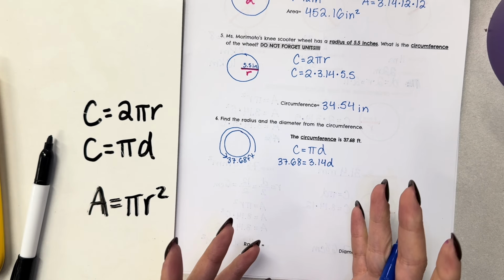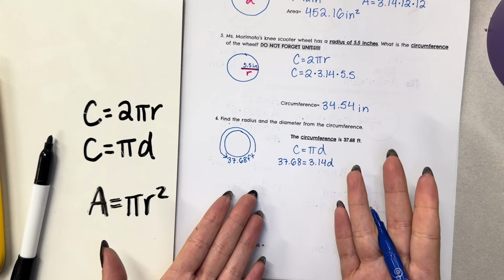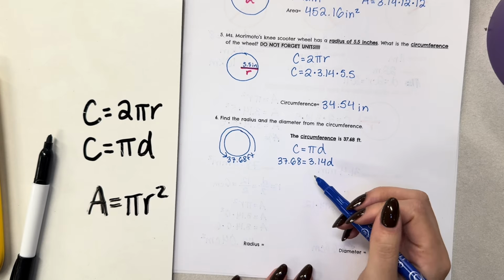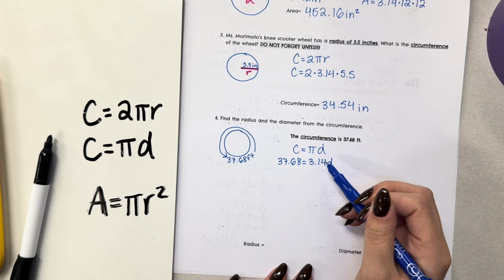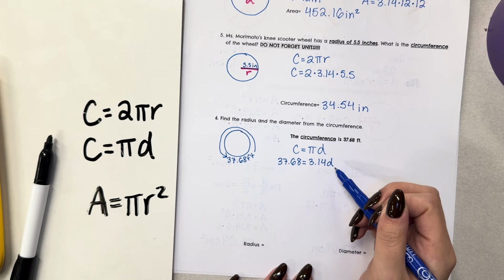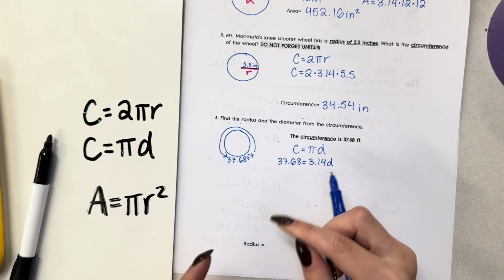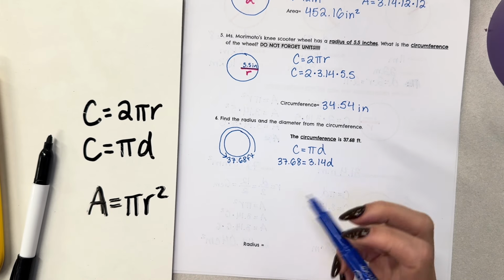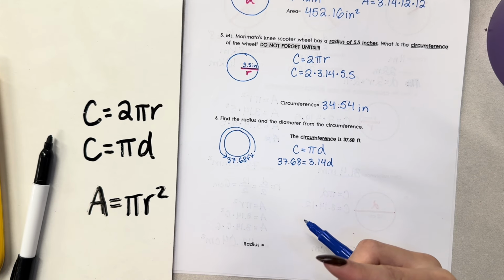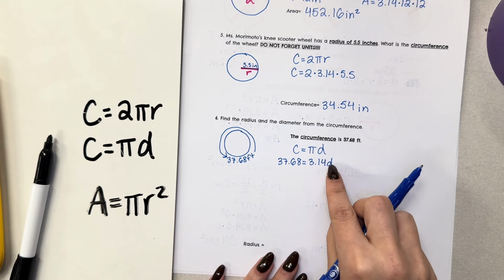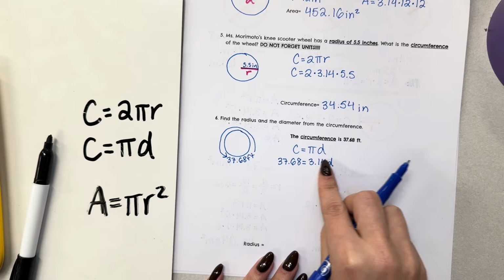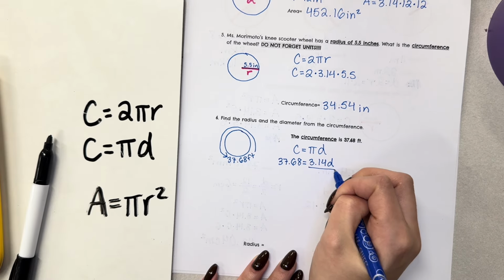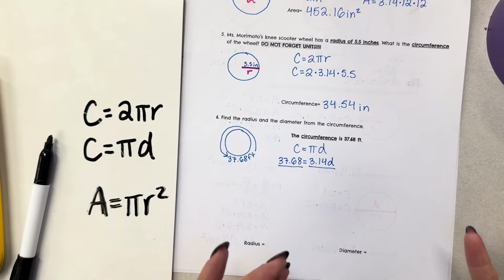I always ask you guys, what kind of equation is this? A one-step equation. What's happening here is this hidden multiplication between 3.14 and my diameter. What is the opposite operation from multiplication? Division. So in order to reverse the multiplication that's happening here, I've got to divide both sides. Now the question is, what do I divide both sides by?